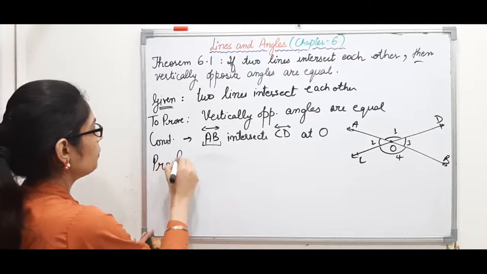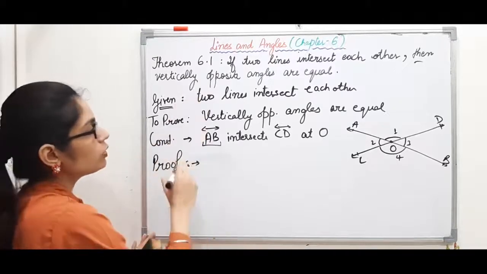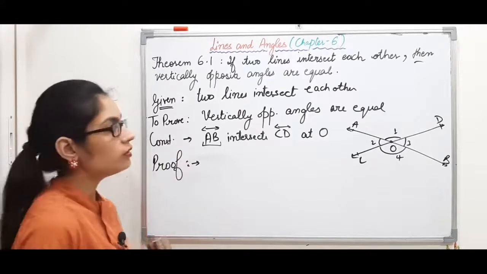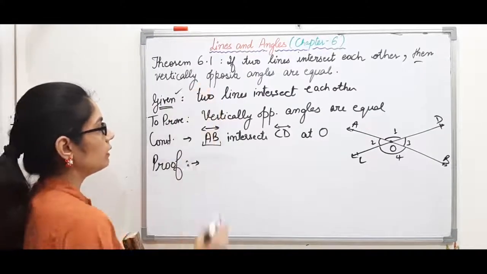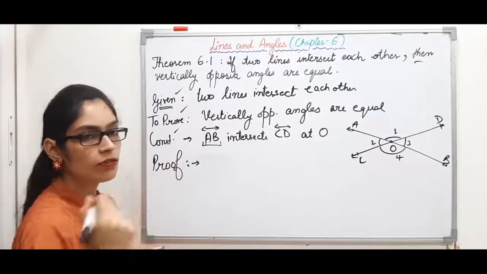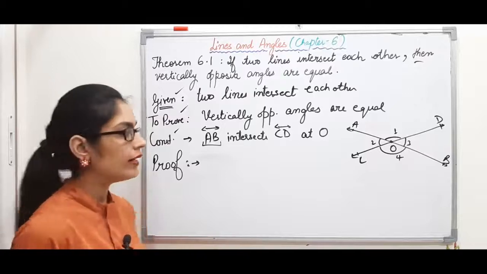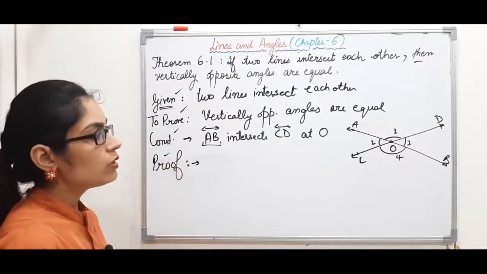Now let's start with the proof. These are the things which you have to write. While solving geometry questions also, try to follow the same thing: first the given, then what to prove, then the construction if any construction is there. But if the figure is already given to you, don't write the construction, just go to the proof. So what do you have to prove?